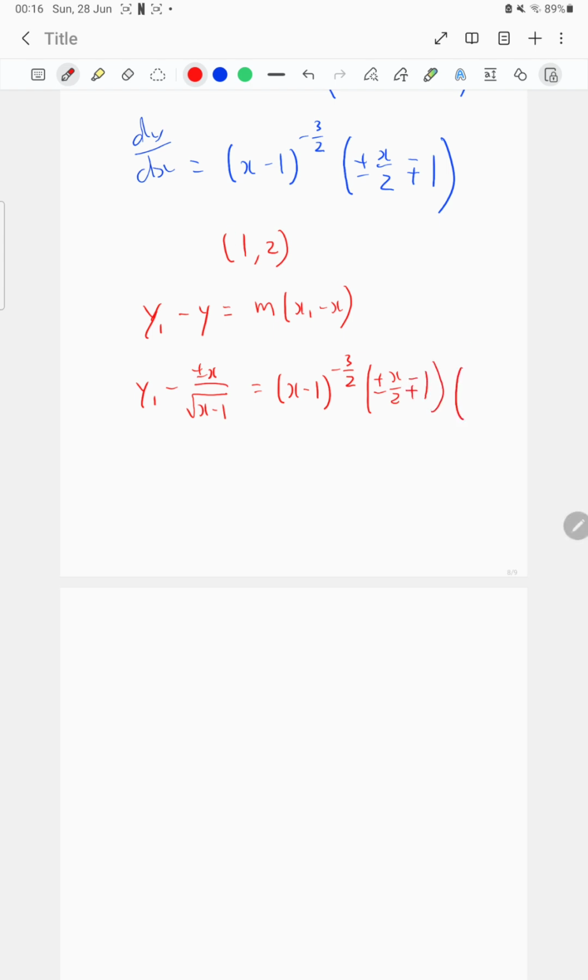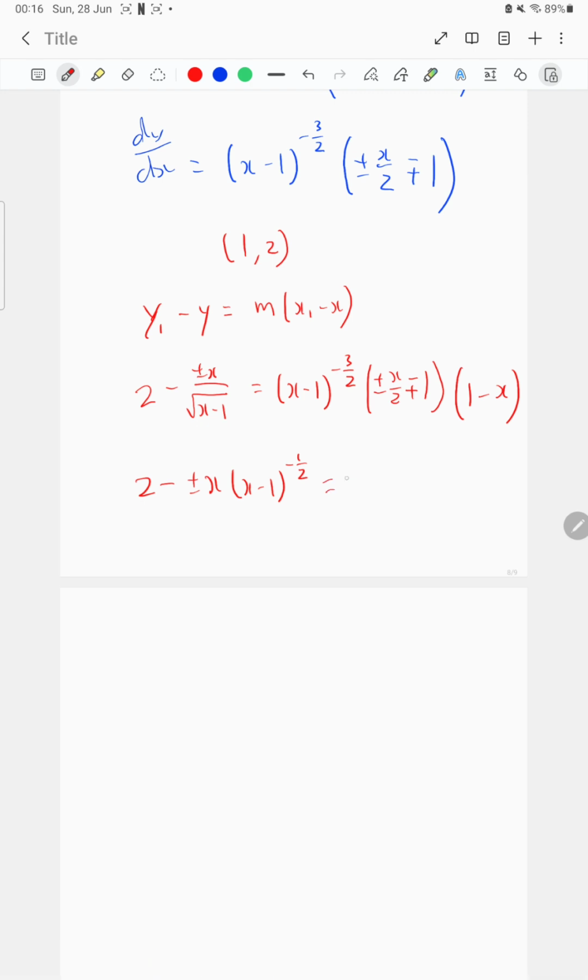And then we know x1 is, oh wait, I forgot to replace the y1. What is y1? 2. And what is x1? 1 minus x. So again, we can factorize again. Let's write this as 2 minus plus or minus x, because x minus 1 square bracket is just x minus 1 to the negative a half.